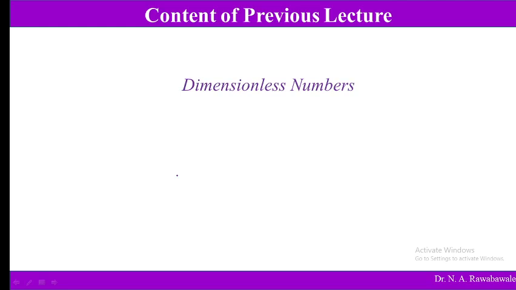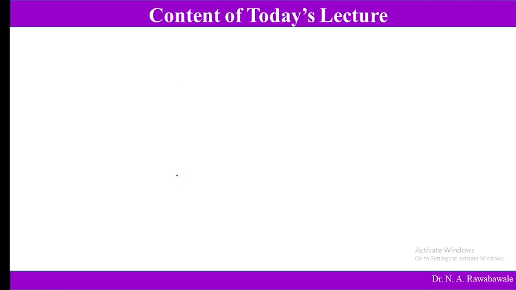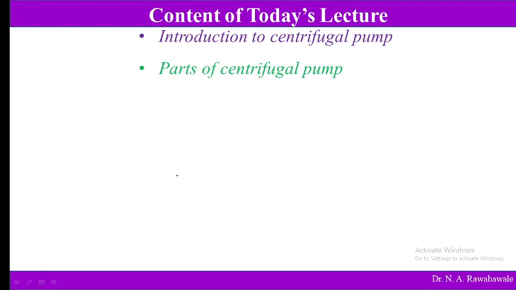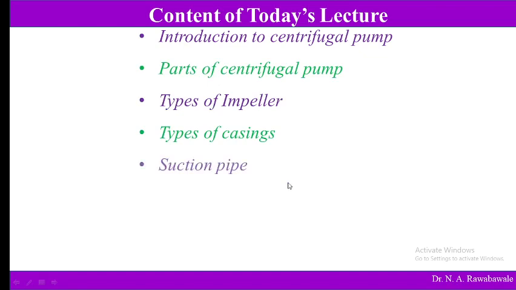So in the previous class we have seen dimensionless numbers in dimensional analysis. Now today we are going to start with a new topic known as the centrifugal pump. In this chapter, in today's lecture, we are going to discuss the introduction to centrifugal pump, then parts of centrifugal pump, then types of impeller, types of casings, suction pipe and delivery pipe.